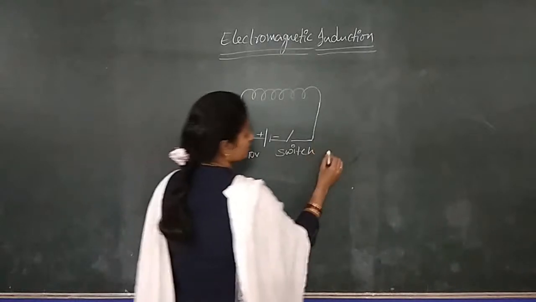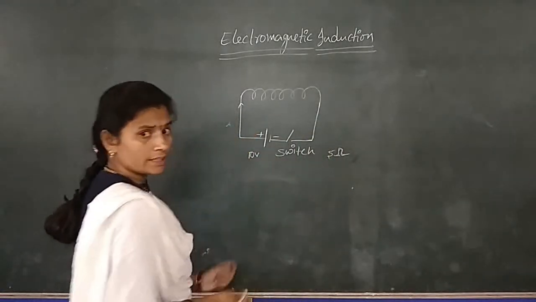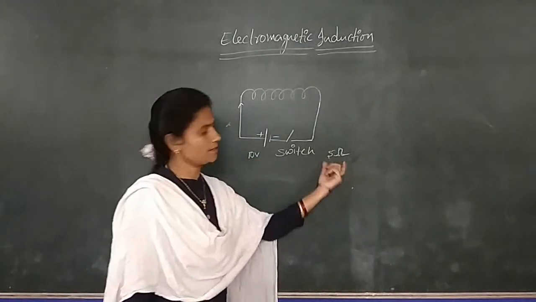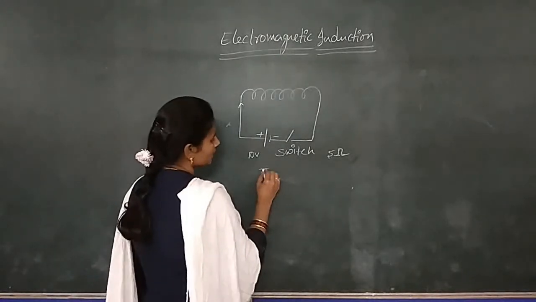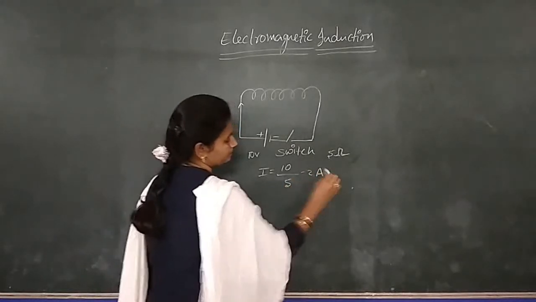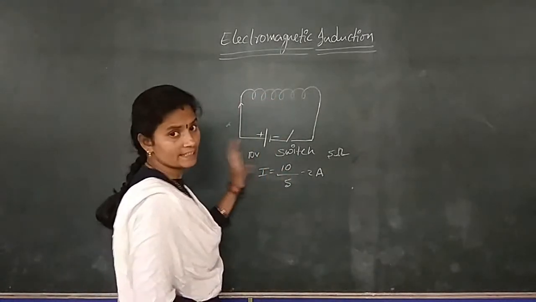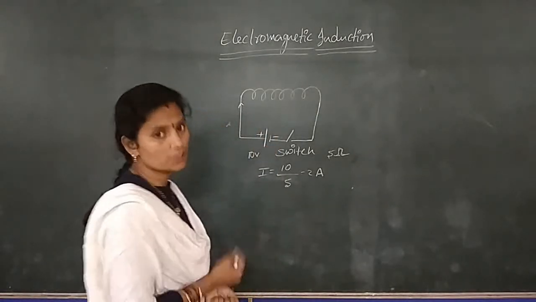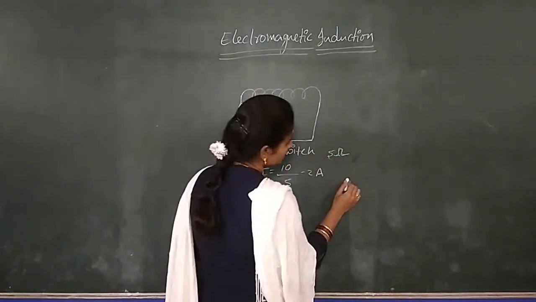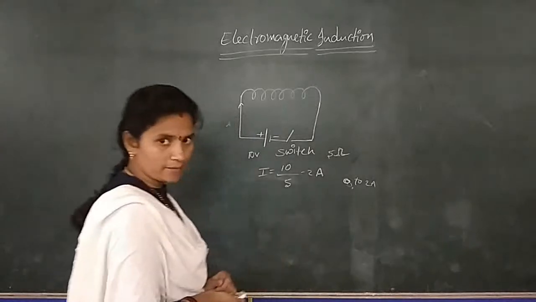Suppose, for example, as I explained yesterday, the resistance is 5 ohms, and we are applying 10 volts. The potential is 10 volts and the resistance is 5 ohms. Then what is the current passing through that coil? That is nothing but 2 amperes. But this 2 amperes of current does not appear directly in the coil. It will take some time. Whenever the switch is closed, the current rises from 0 to 2 amperes, and it takes some time.